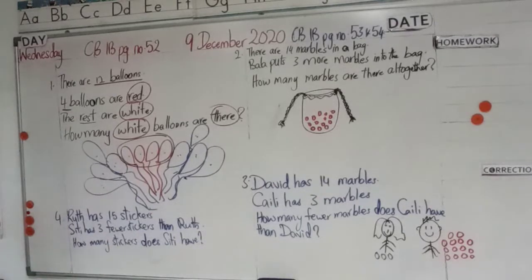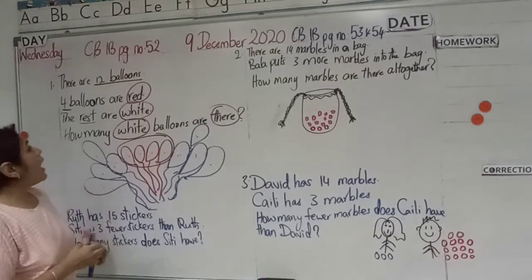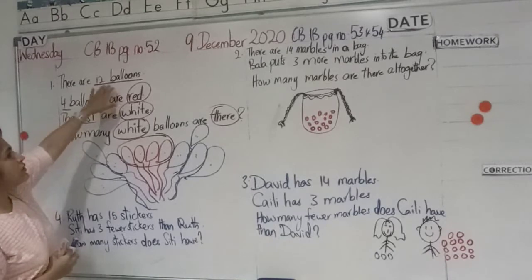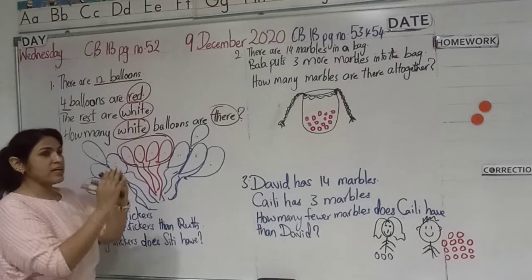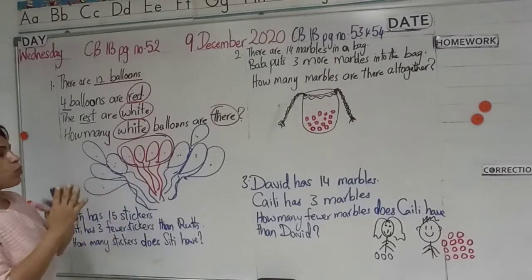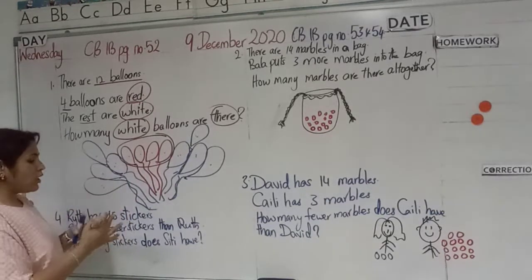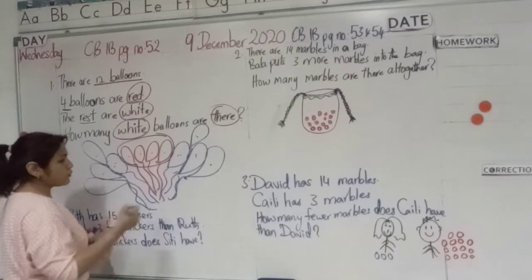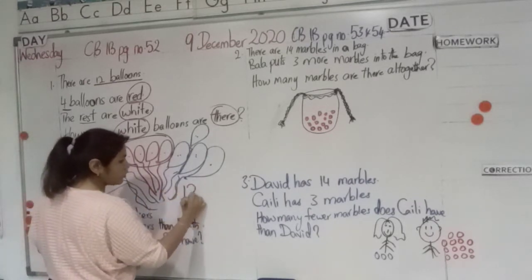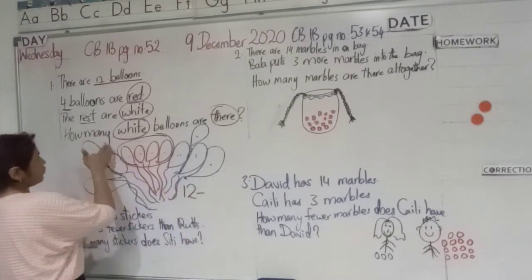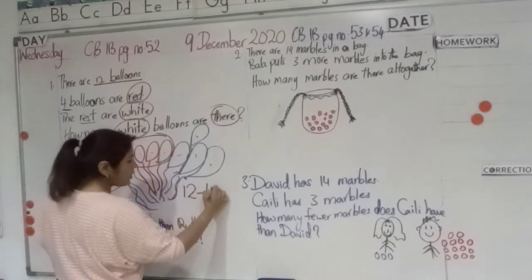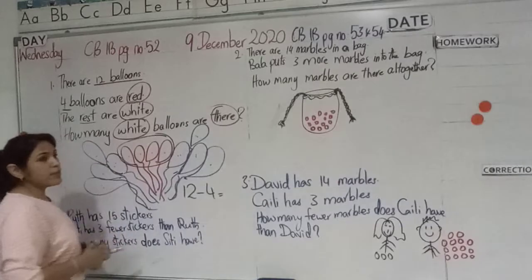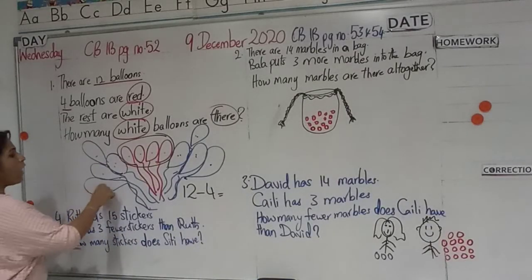But what kind of equation are we going to do? Out of 12 balloons, there are 4 red balloons. When I say out of, that means we are separating the white and the red balloons. So, separating out of what? We are together having 12 balloons, out of which we will separate. We will take away 4, so that we can find out how many are white.